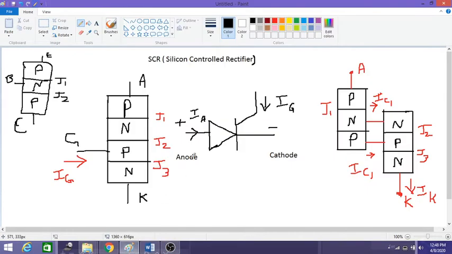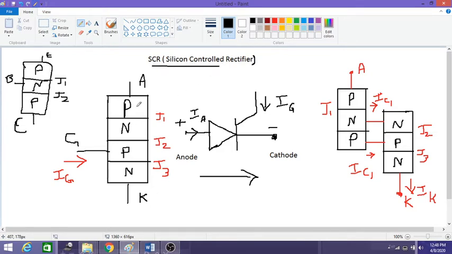And on the right hand side, you can see the symbolic representation. It looks similar to the diode, but there is one more control terminal, that is the gate terminal. So this is the first terminal, we call it anode, and the second terminal is cathode. So it means the high current flows from anode to cathode, and to turn on the SCR, a gate current is required. SCR is made up of silicon, so that is why it is named a silicon controlled rectifier.